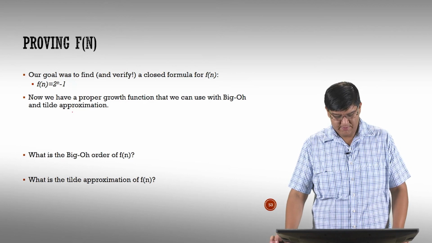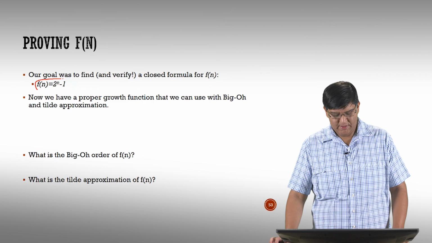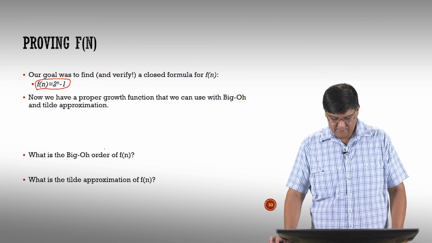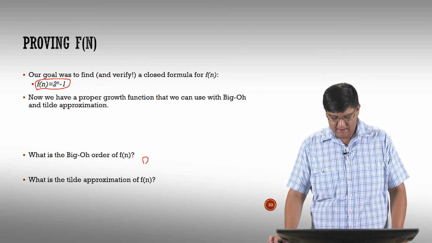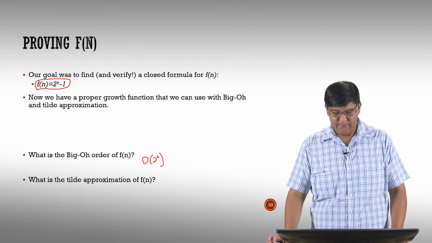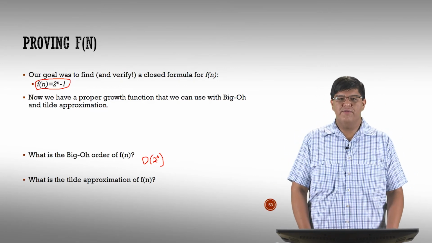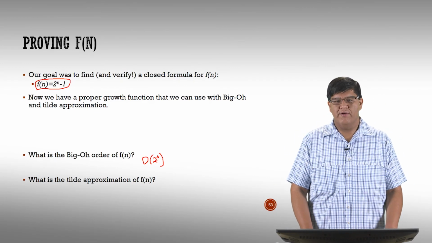Given this function here, f of n equal to 2 to the n minus 1, what will be the big O order of that? And then what will be the tilde of that? So maybe think for 1 second. Okay, so big O for that is going to be big O of 2 to the n, which is actually something that we haven't really seen before. Before we've seen things like O of n or O of n squared, but here this is O of 2 to the n. So this is an exponential time algorithm.